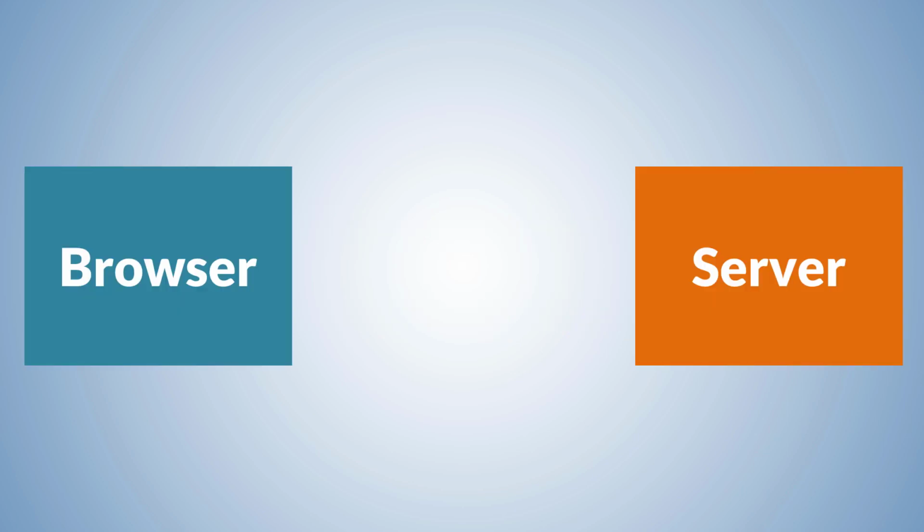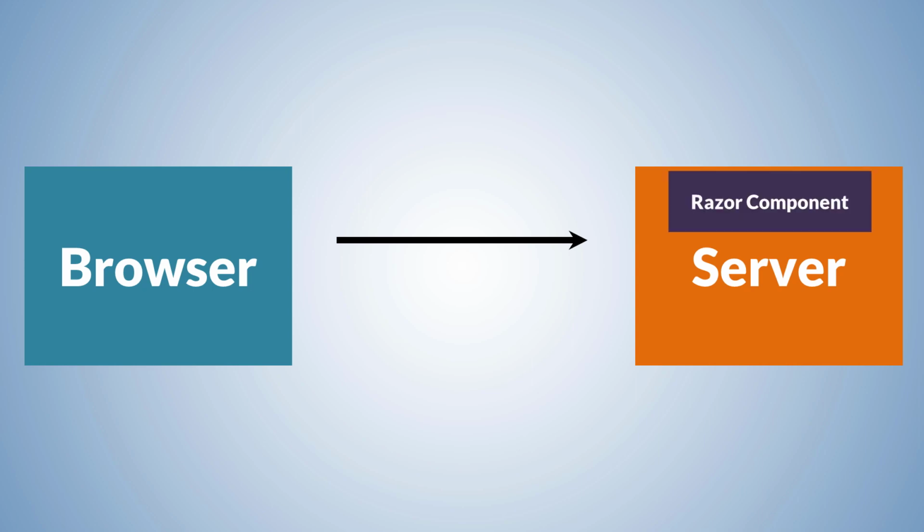Here, we have a browser that sends a request to the server. On the server, the request is routed to a Razor component. Now let's say the Razor component wants to perform a long-running asynchronous operation. This might be, for example, making a web API call or querying a database for data.